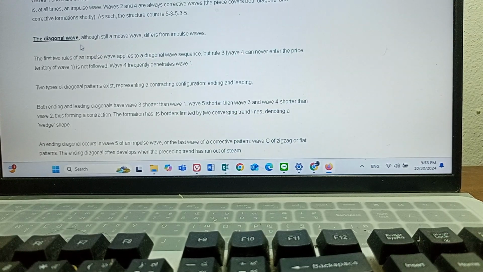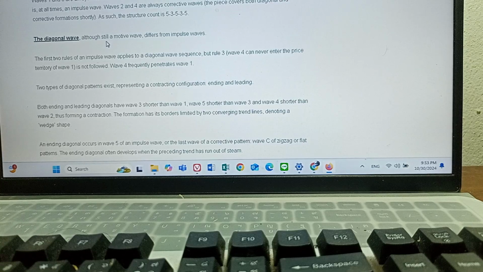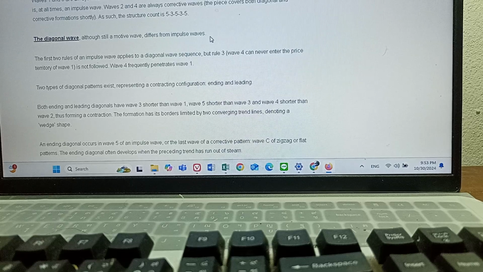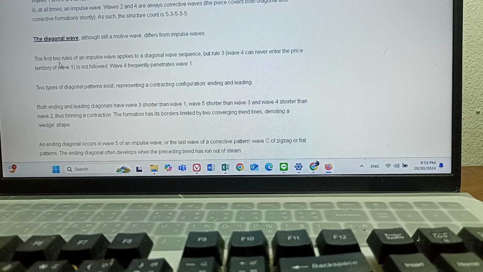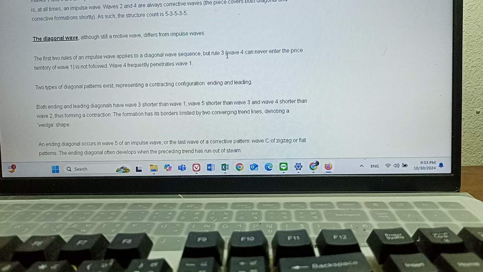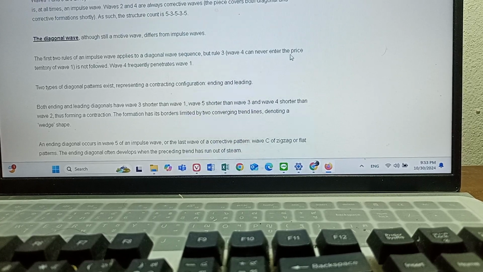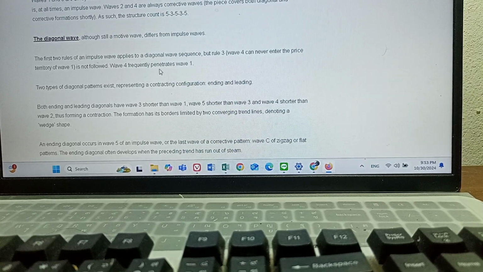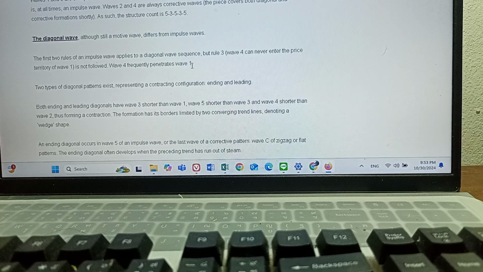Diagonal wave. Although still a motive wave, it differs from impulse waves. The first two rules of an impulse wave apply to a diagonal wave sequence, but rule 3, that Wave 4 can never enter the price territory of Wave 1, does not follow. Wave 4 frequently penetrates Wave 1.